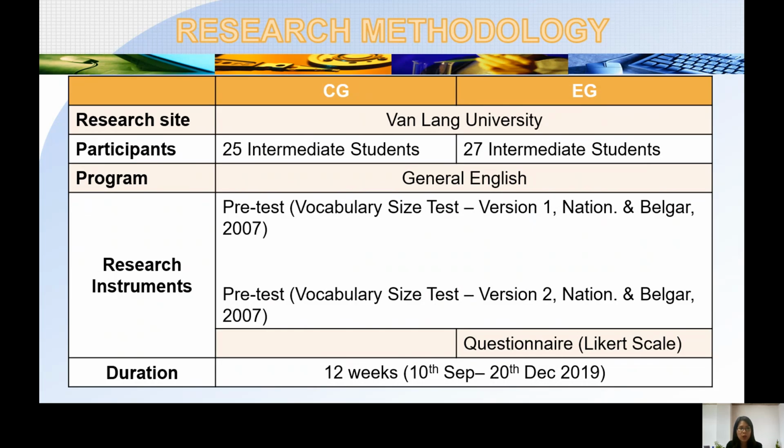The research instruments employed include the pretest and the post-test, which were extracted from vocabulary tests designed by Nation and Beglar, 2007. The experimental group also took a questionnaire with Likert scale items. The research lasted 12 weeks, from September 10th to December 20th, 2019.